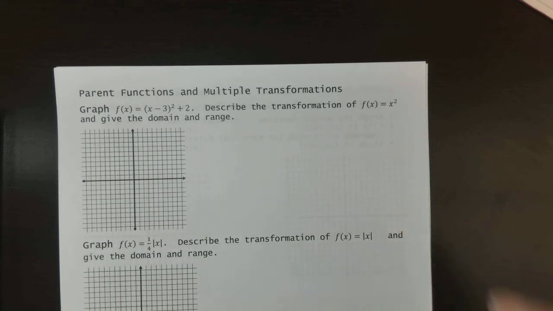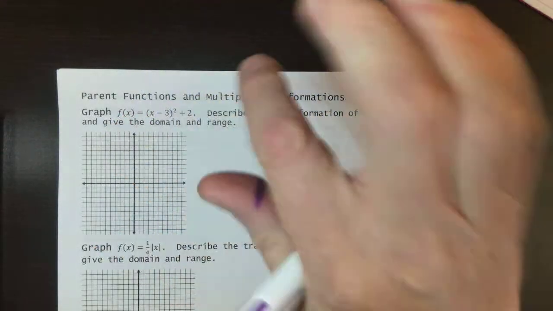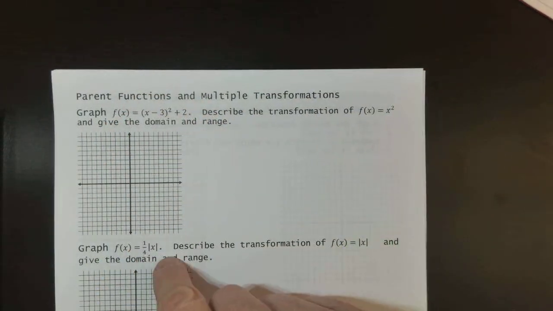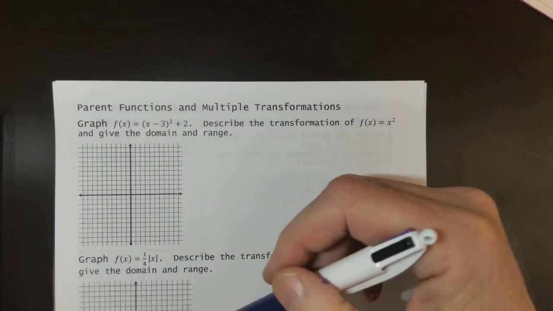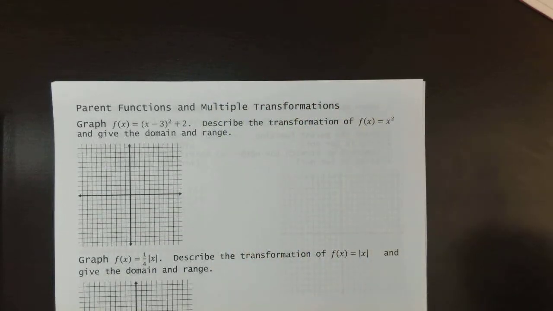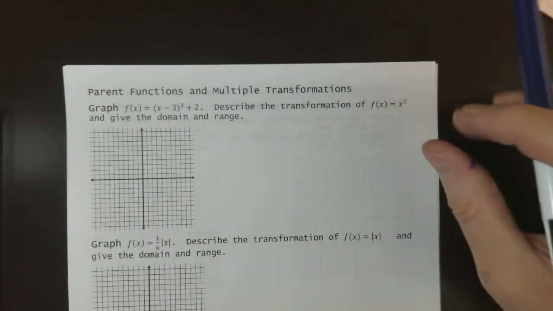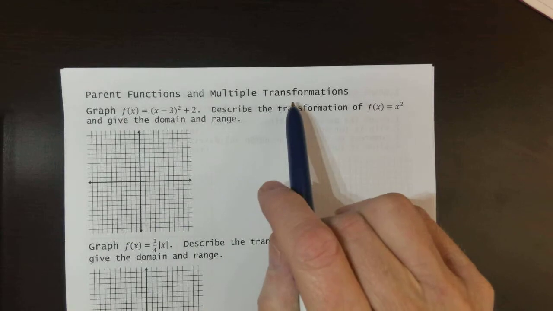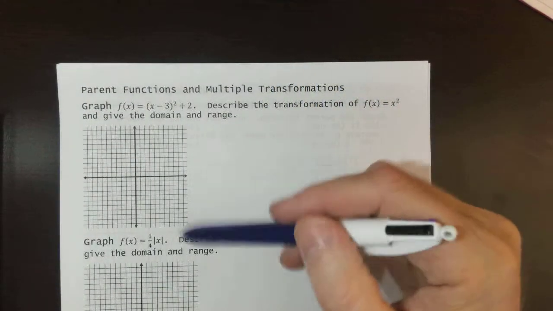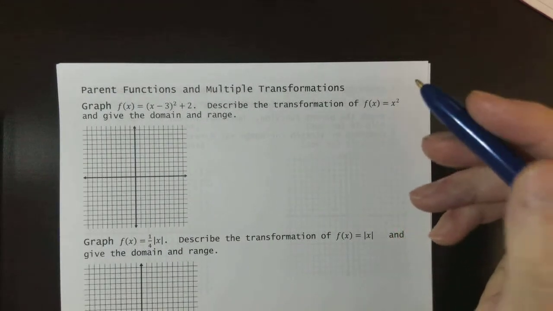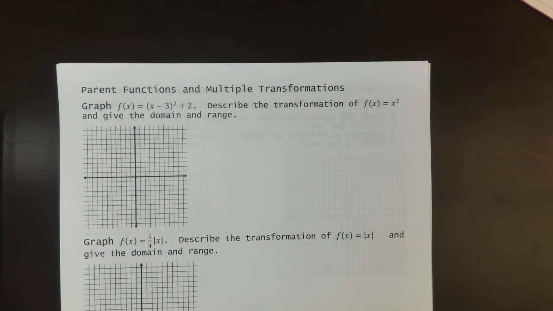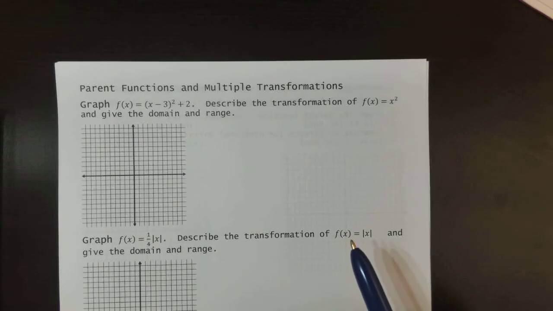So what I'd like for you to do right now is pause the video and try these three problems on the first page. These are kind of like problems we've done already, but they're only dealing with one type of transformation at a time. And then I want to look at a strategy for dealing with multiple transformations. So pause it, give this a shot, and then I'll have you come back to your work.